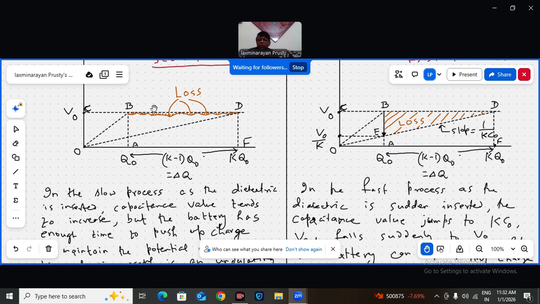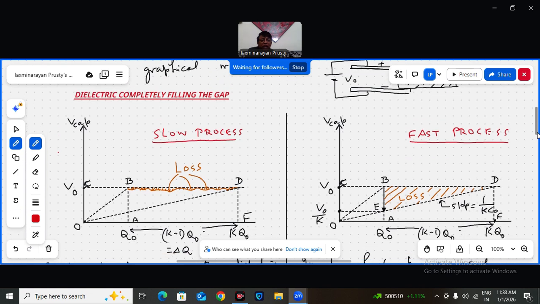So for a slow process, the potential is trying to fall, but the battery is pushing the charge and brings it back to V0. Again the capacitor potential tries to fall, but the battery pushes the charge. Like this, small undulations appear in the charging graph. So the charging graph is an undulating, wavy type of curve. The area bounded by the charging graph and the V0 line is a very small area, and these areas add up to the loss, as we have discussed in the previous lectures. If I make the process infinitely slow, these undulations become negligibly small. So the loss becomes almost zero in an infinitely slow process.